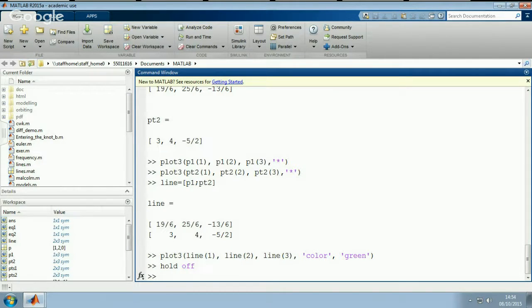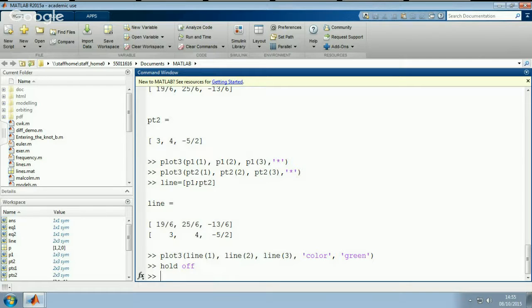Yes, I should have had this. I didn't do that correctly. I should have had colon, comma 1, colon, comma 2, colon, comma 3. I'll fix that in the version I upload for you. Okay, is that okay? Any questions about that?